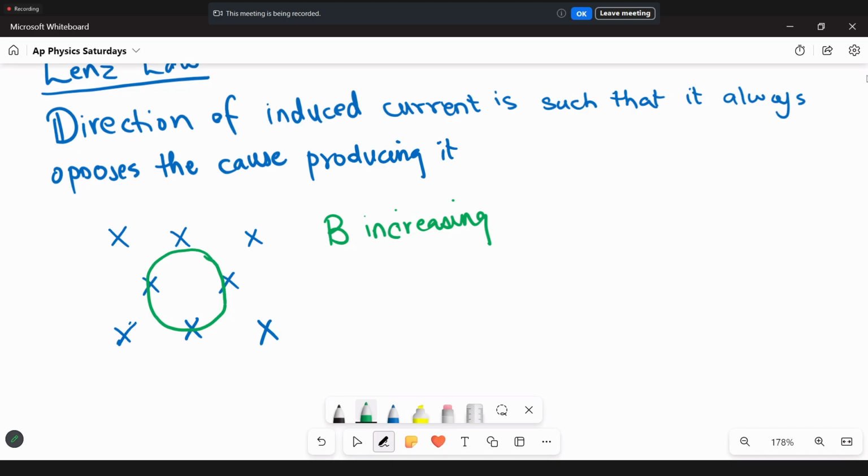Now, if B is increasing, what will it do? It will change the flux, correct or wrong? Yes. Okay. The flux will change.